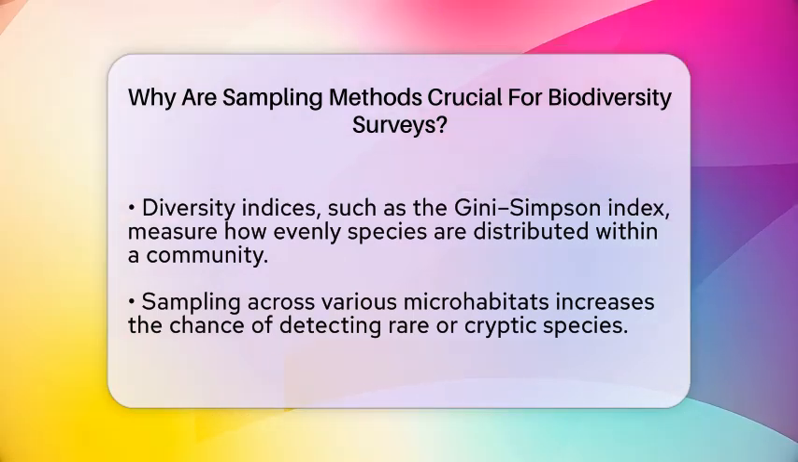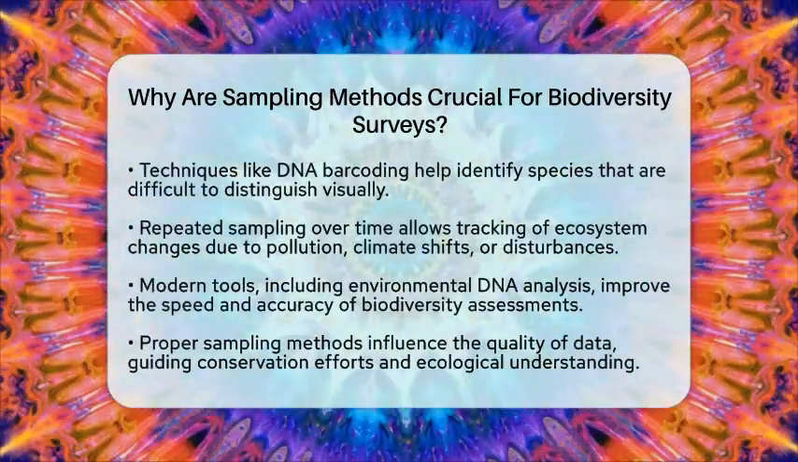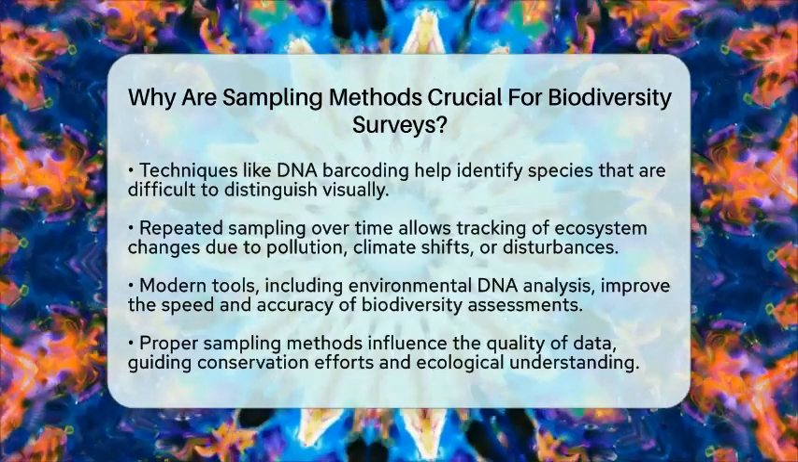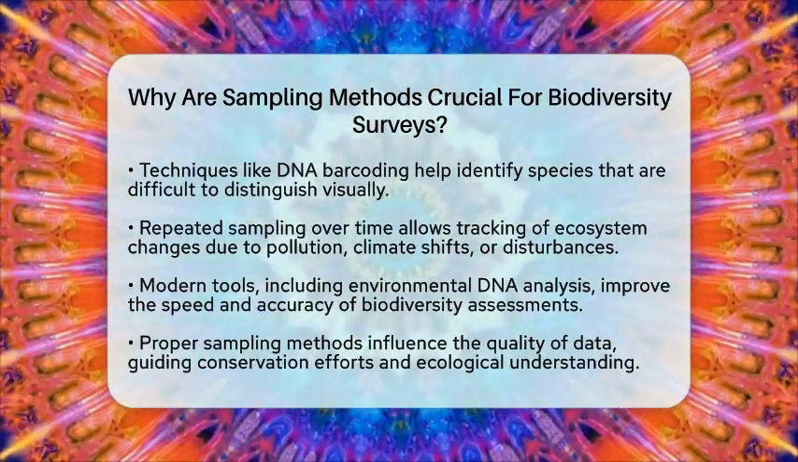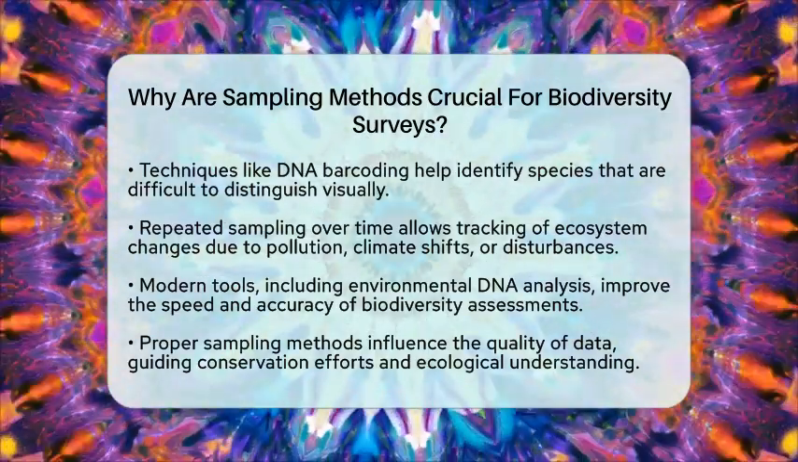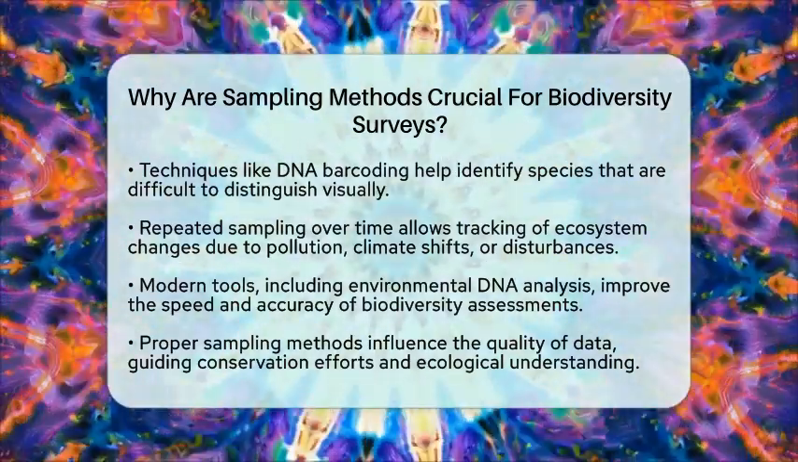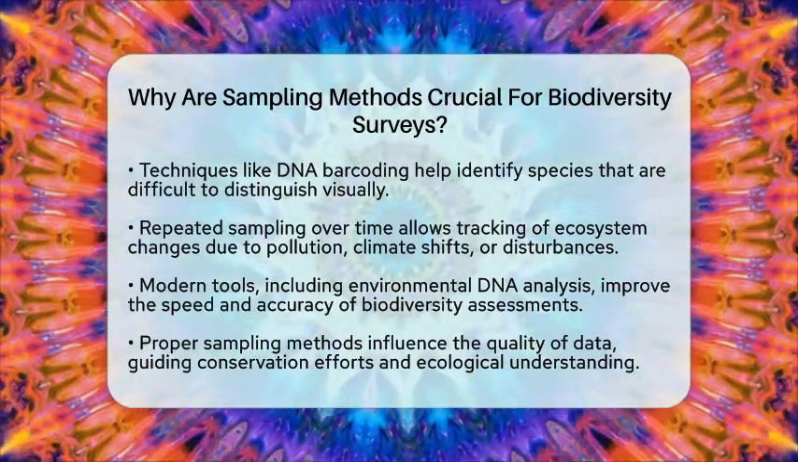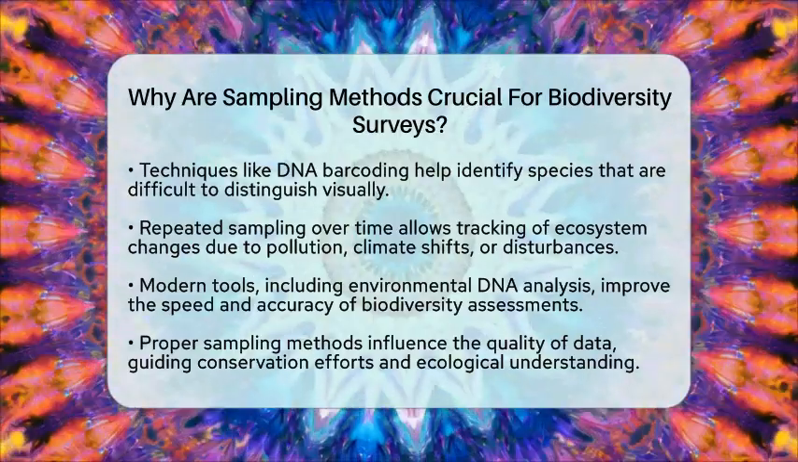Good sampling methods are essential for tracking changes over time. They help scientists see how ecosystems respond to disturbances like pollution or climate change. The data collected guides conservation efforts, showing which species or habitats need protection. Modern tools, from simple binoculars to environmental DNA analysis, make sampling faster and more accurate.